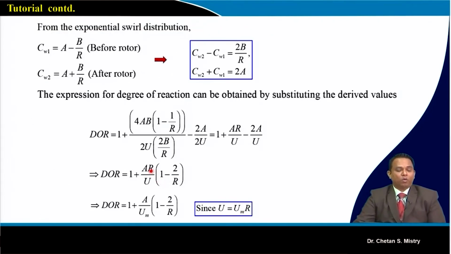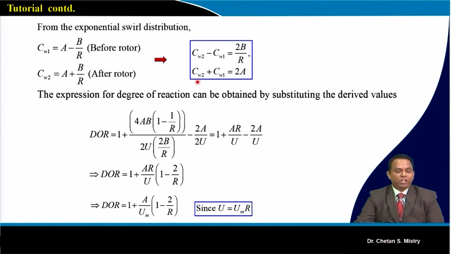Now in this case, we are putting in our degree of reaction. Since we know our Cw1 and Cw2, we have our equation in the formation of Cw2 minus Cw1, which correlates with my B, and Cw2 plus Cw1 correlates with my A. So A and B are constants, which we have already seen in our past calculation, so we will not be repeating the same thing.